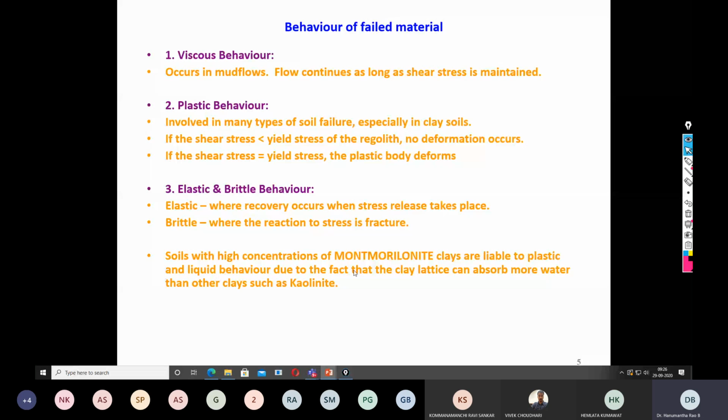And soil with a high concentration of montmorillonite clays is liable to plastic and liquid behavior. This is what we understood also, due to the fact that the clay lattice can absorb more water than other clays such as kaolinite. So wherever there is montmorillonite, the plasticity index is very high, and if you look carefully on YouTube, there are several kinds of failures where you can see a huge chunk of soil mass landslided because of the presence of a very thin layer of highly plastic material. There are several examples.